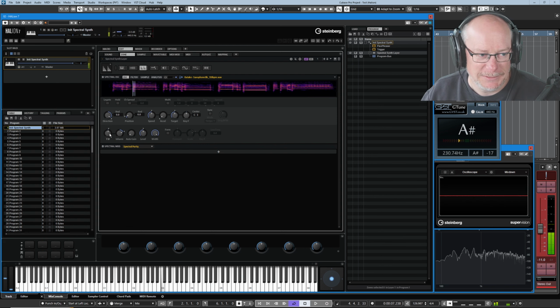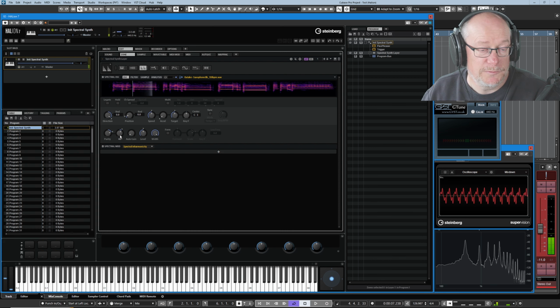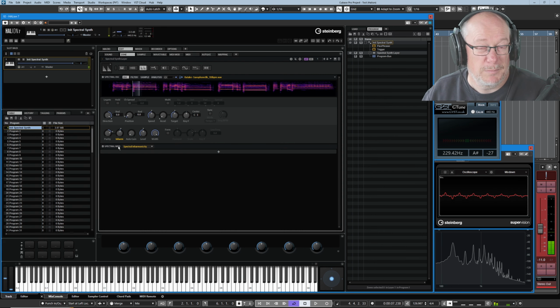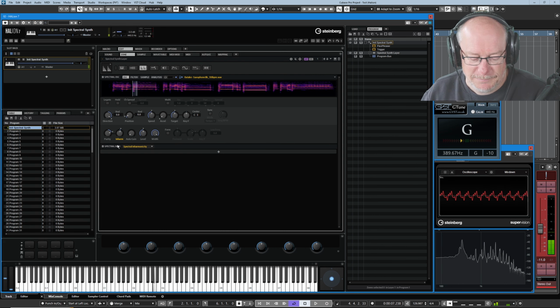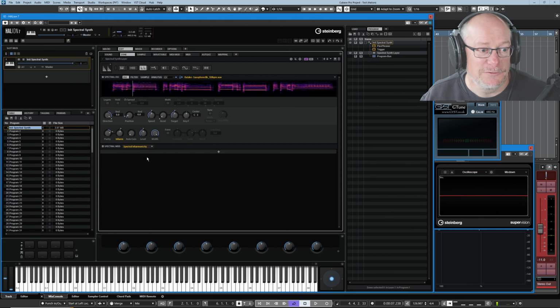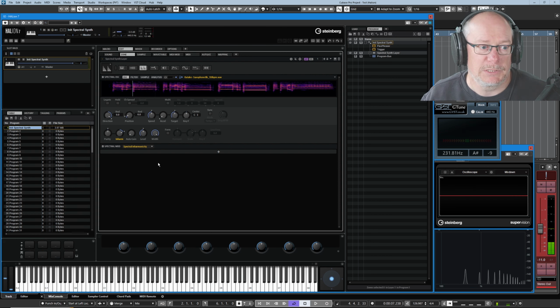Isn't sound magical? Throw some of those enharmonic overtones away. We call that a flute. Magical stuff and great fun. Let's reset both of those controls back to default. And we'll stick with the saxophone for now.